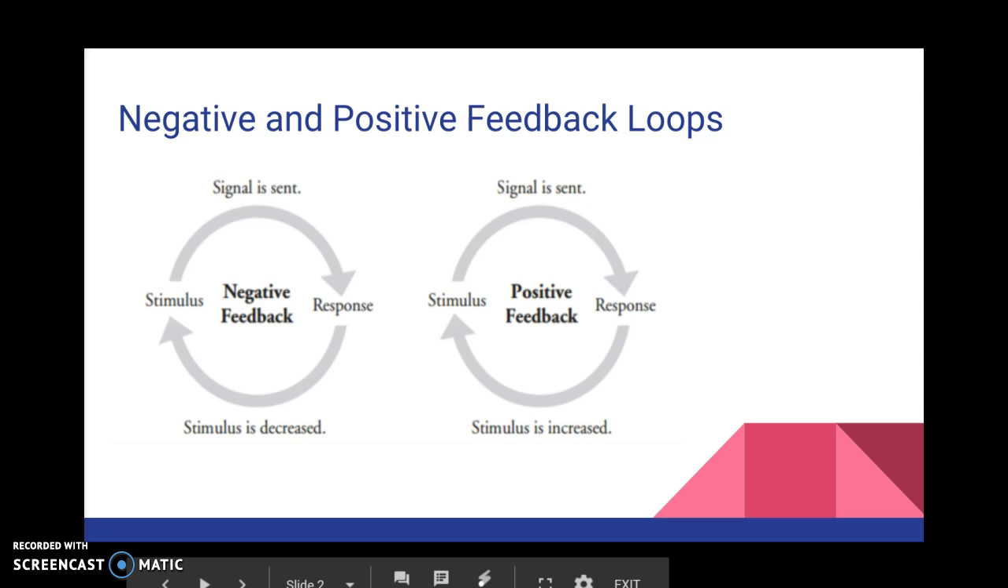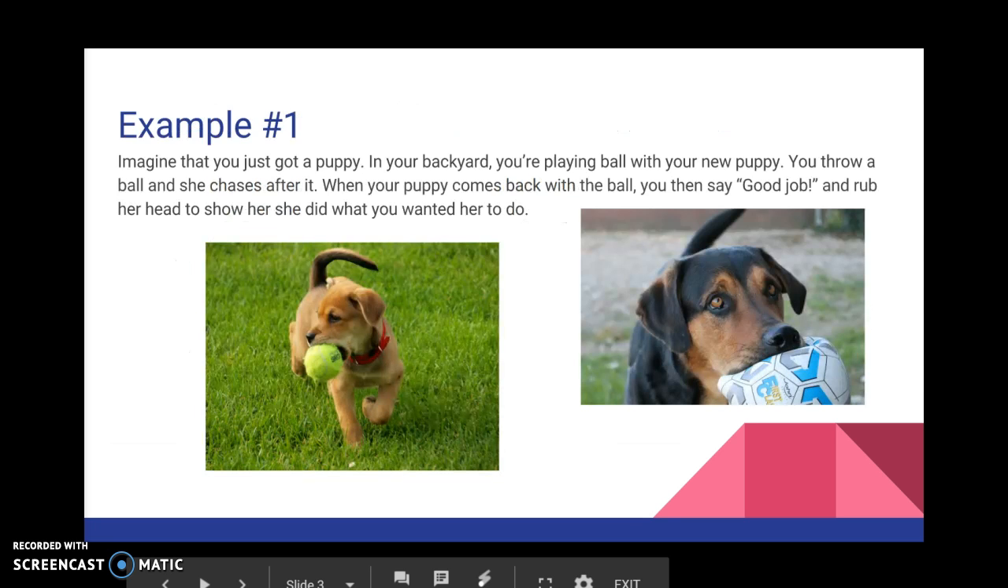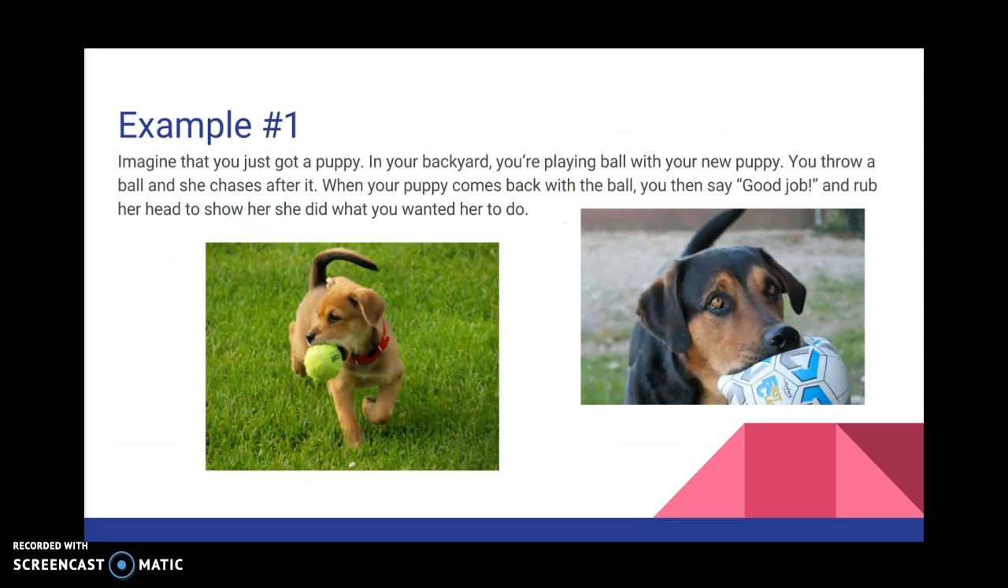Okay, if we think about these with some examples, let's practice for a bit. So example 1, imagine that you just got a puppy. In your backyard, you're playing ball with your new puppy. You throw a ball, she chases after it. When your puppy comes back with the ball, you say, "Good job." And you rub her head to show her that she did what you wanted her to do. Take a second to think. Do you think this is positive or negative feedback?